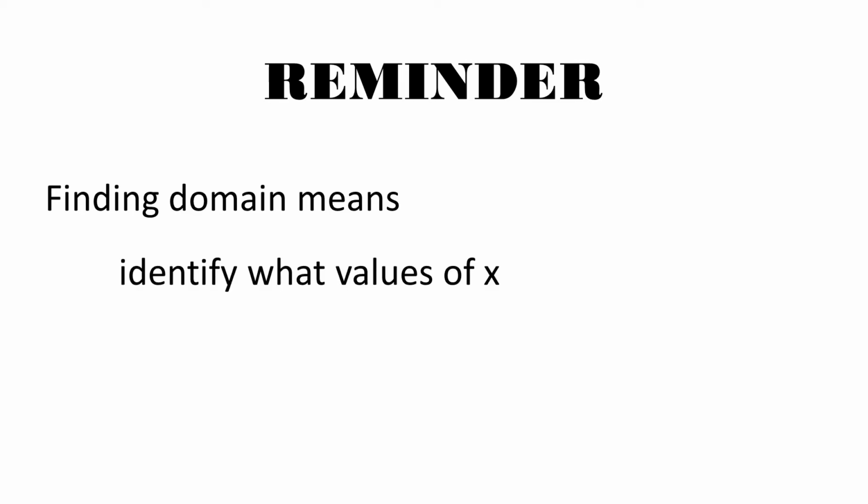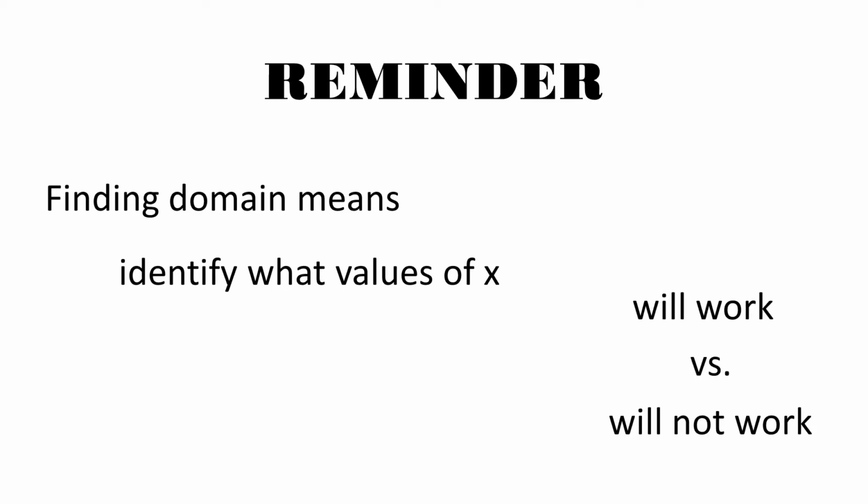Okay, just a quick review here. Remember, when you're asked to find the domain of a function, what it really means is you're looking for x values for which the function will give you a value back. So what x value will work, giving you a value back, and what x values will not work, meaning it doesn't give you a value back or it gives you undefinedness. In short, x values that work are part of your domain. When x values do not work, you toss them out of your domain.